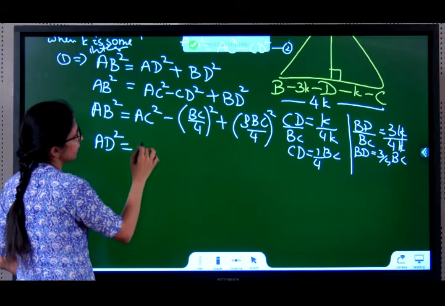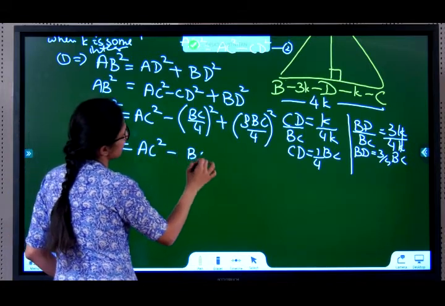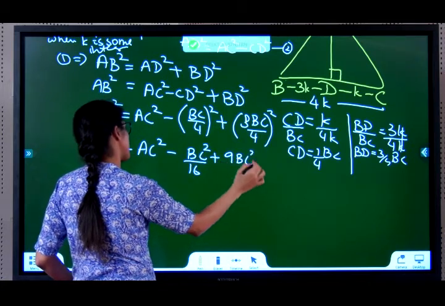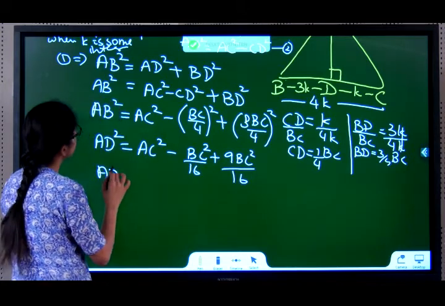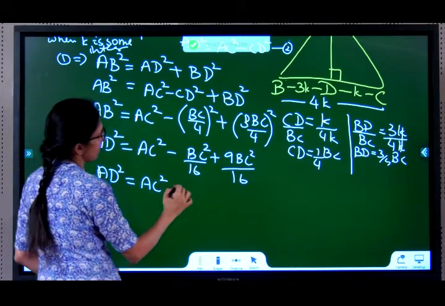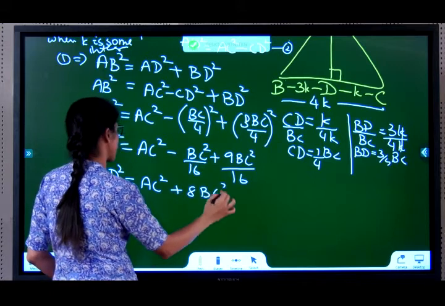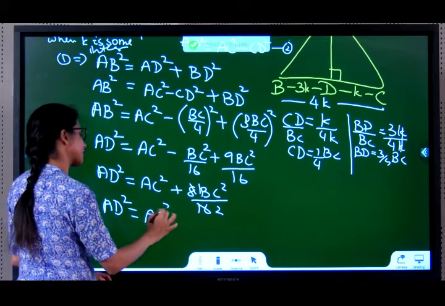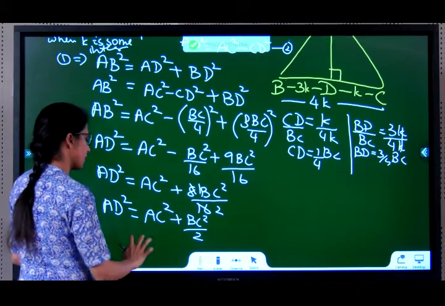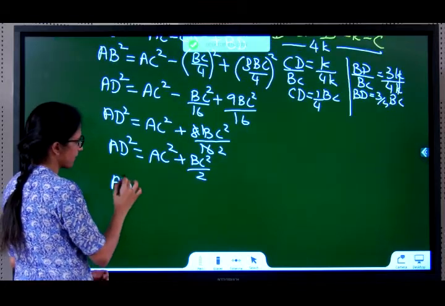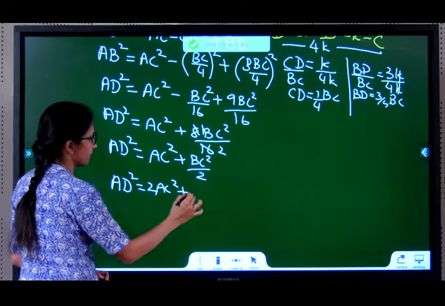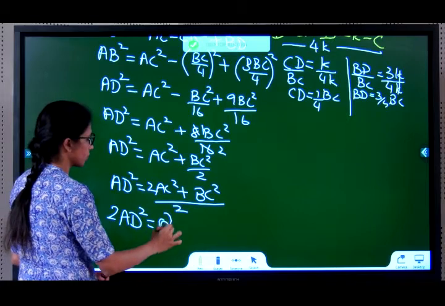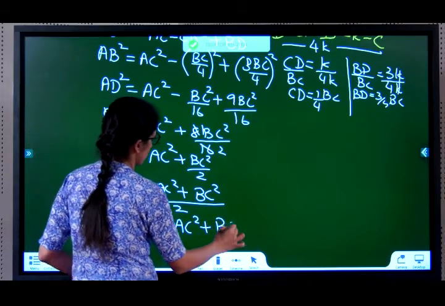AD square is equal to AC square minus BC square by 16 plus 9 BC square by 16. AD square is equal to AC square plus 8 BC square by 16. Eights and twos cancel. AD square is equal to AC square plus BC square by 2. Take LCM. AD square is equal to 2 times AC square plus BC square by 2. Send the 2 to the side. 2 AD square is equal to 2 AC square plus BC square.